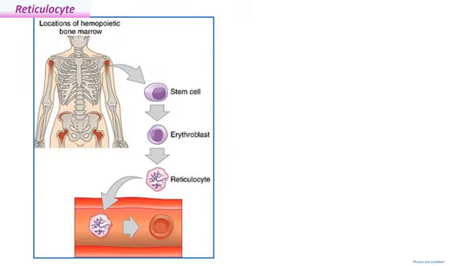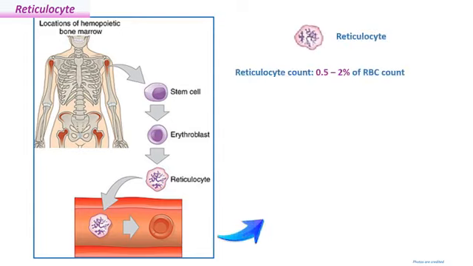Before understanding a case of anemia, we have to know about the reticulocyte count. As we have seen in the previous slide, the reticulocyte is formed from the hematopoietic stem cell through the process of early erythroblast, late erythroblast, normoblast, and finally the reticulocyte. After being formed in the bone marrow, the reticulocyte comes into the circulation as a premature RBC. This reticulocyte is 0.5 to 2% of the total RBC count.